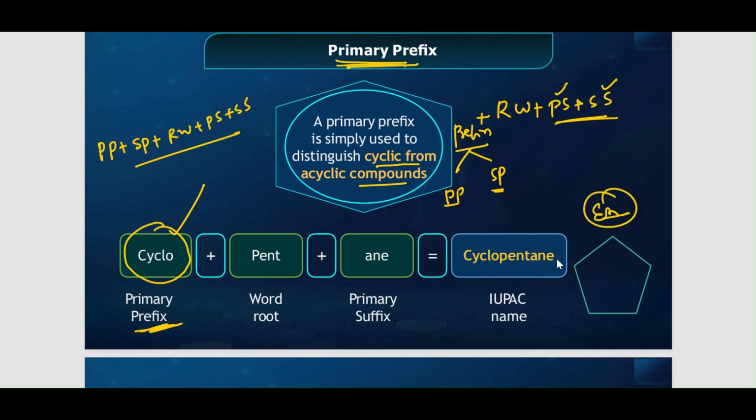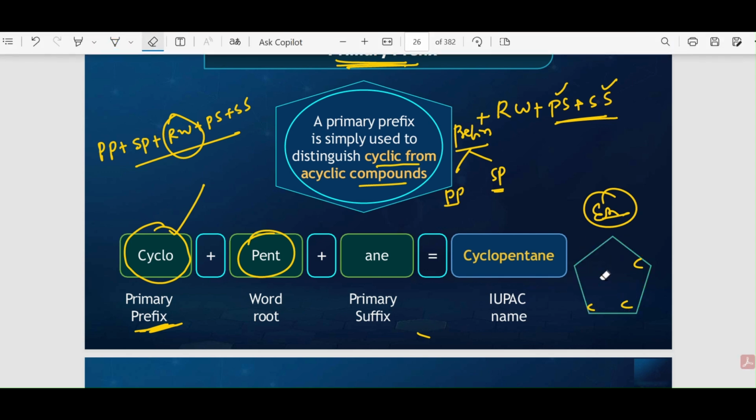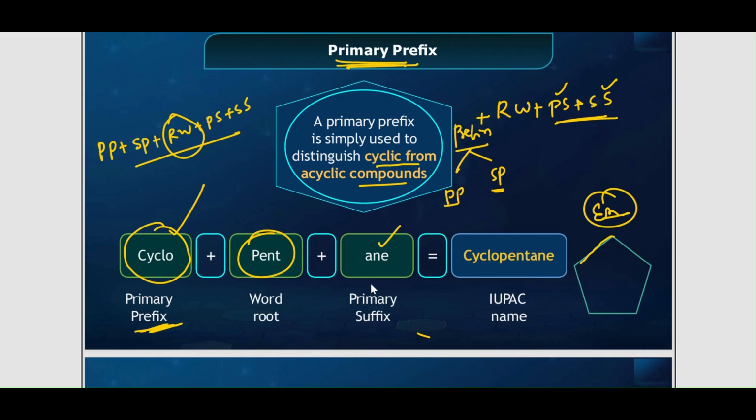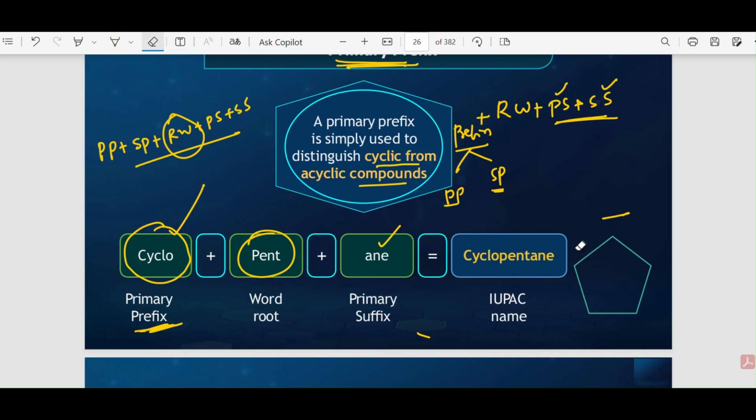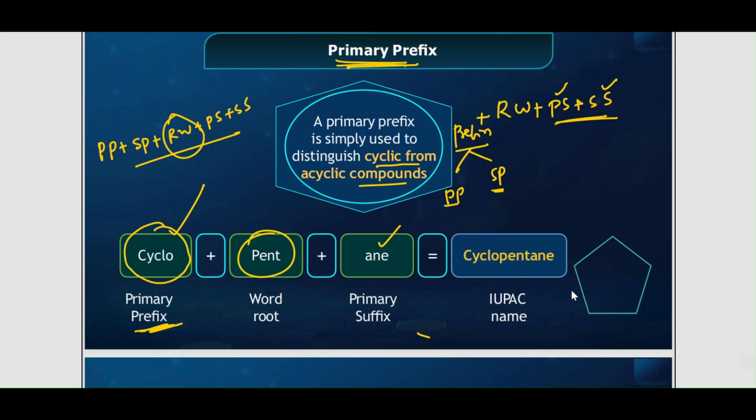Example, you can observe here, I have given a closed chain compound. Now as per the rule, first observe the root word. The root word contains 1, 2, 3, 4, 5 carbons, so I have used the root word pent plus primary suffix. This means these carbon atoms are connected by only sigma bonds, so I have used the primary suffix "-ane". And is there any secondary suffix? There is no secondary suffix. Why? Is there any functional group? No alcohol, no aldehyde, no ketone, no carboxylic acid, no ester, no amine, no amide. Therefore the secondary suffix is ignored.